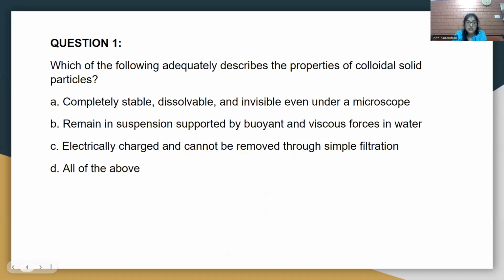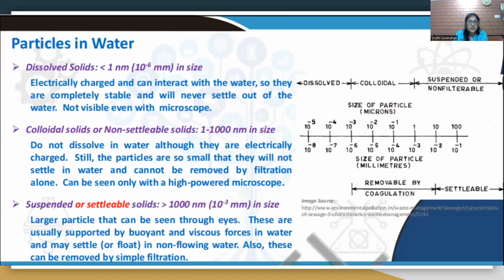The question asked here is about what describes the properties of colloidal solid particles. Another name for colloidal solid particles is non-settleable solids. With respect to their properties, colloidal solids, in comparison to dissolved and suspended solids, are electrically charged, but they're not as small as the dissolved solids. Although they're charged, they're not as small, and they can be seen under a high-powered microscope. But they're not big enough to be filtered either. So other methods have to be adopted to remove these particles from the water.